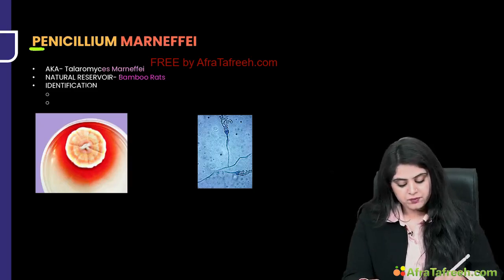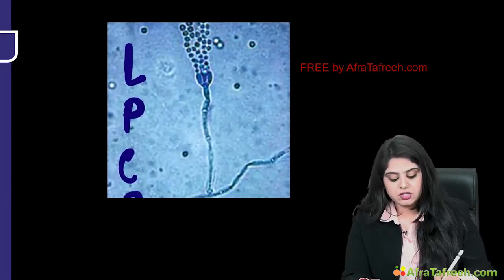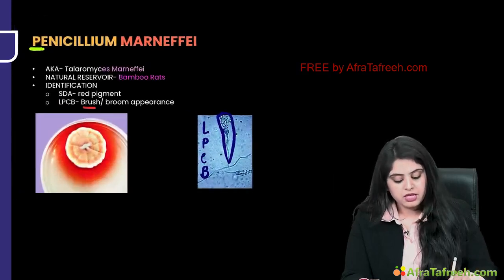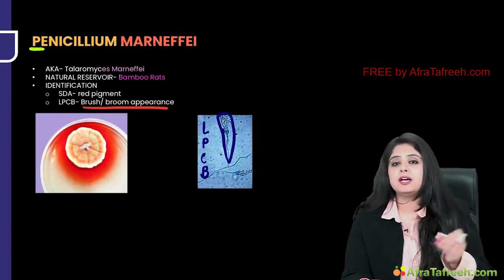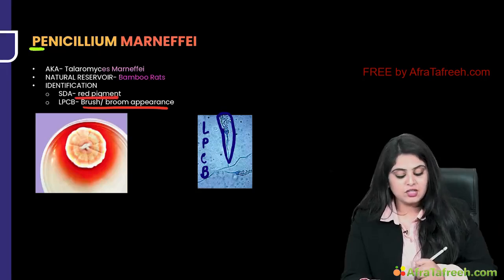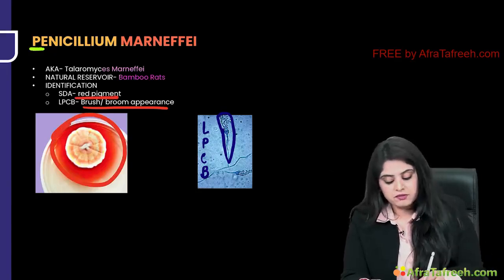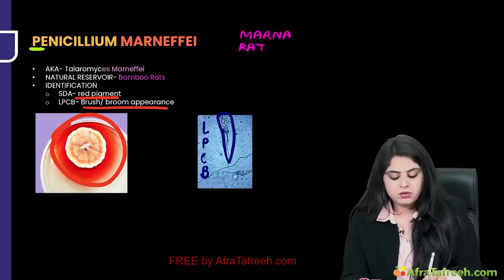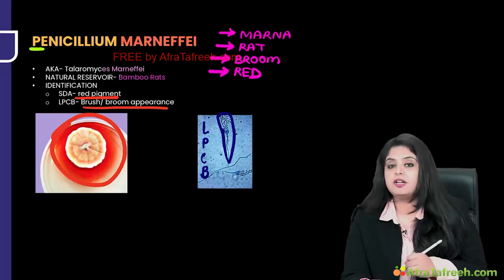So what is it going to show? On lactophenol cotton blue, can you see? It looks like a brush. The conidia looking like a brush. So it shows you the broom or the brush appearance. So kisse maroge? You're going to hit it with the brush or the broom appearance. How will you hit it? I will hit the rat so much that it will turn red. Maar ke lal kar dena. That is what we said. The rat is going to turn red. So what is the pigment that it produces? It produces a red pigment. So simple. First you will say, I'm doing marna. Kisse marna? There is a rat that has entered my house. Kaise maroge? I'm going to pick up a broom or a brush and I will hit the rat till it turns red. So marneffei, bamboo rats, broom, brush appearance and red color pigment.